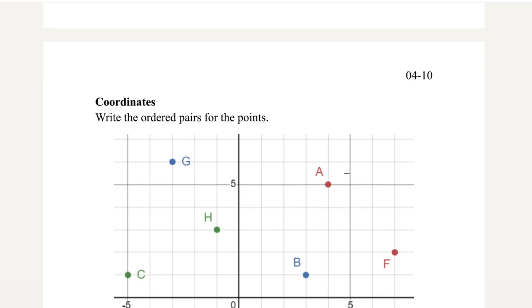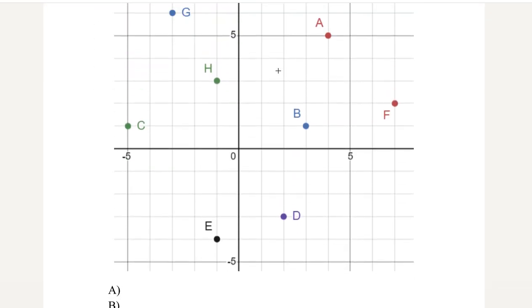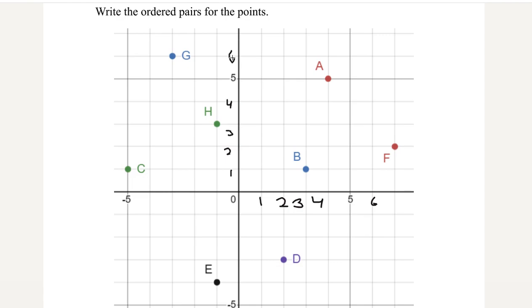Moving on, we're going to go to coordinate points. We have coordinate points in different areas, and then we're going to find the coordinates of them. First, let's label out the points on the axes to make it easier for us. 1, 2, 3, 4, 5, 6, 7. The graph is a bit hard to see, but it's fine.